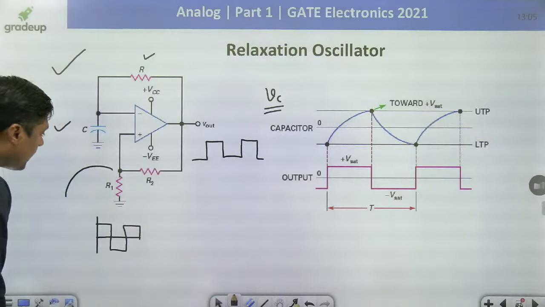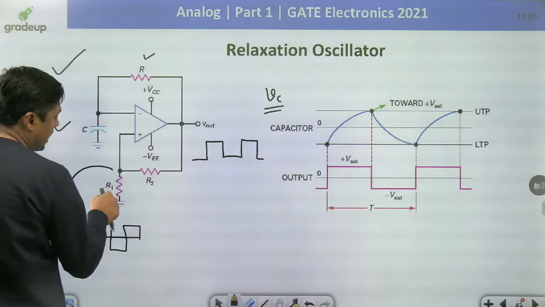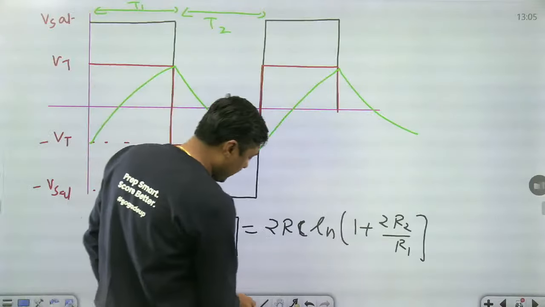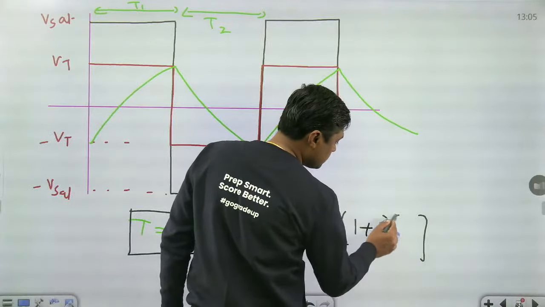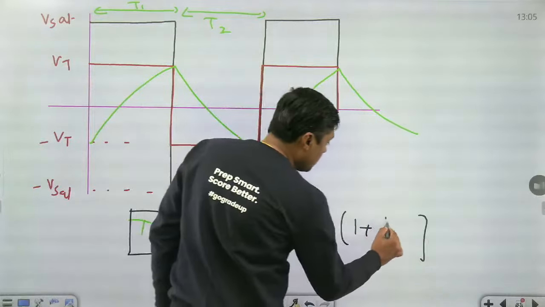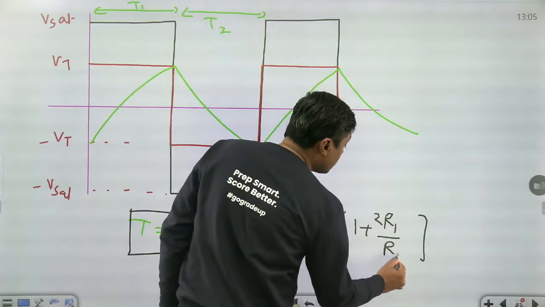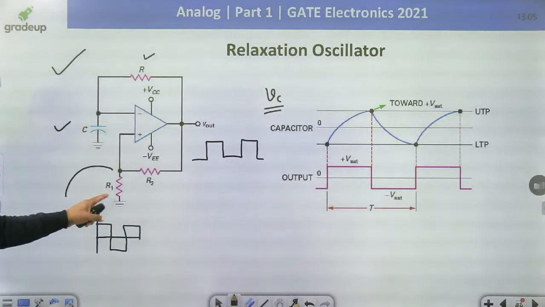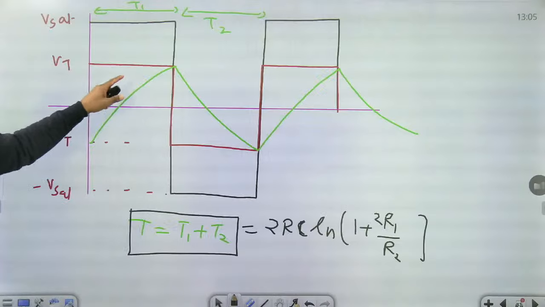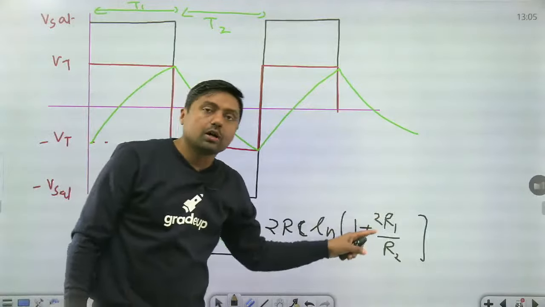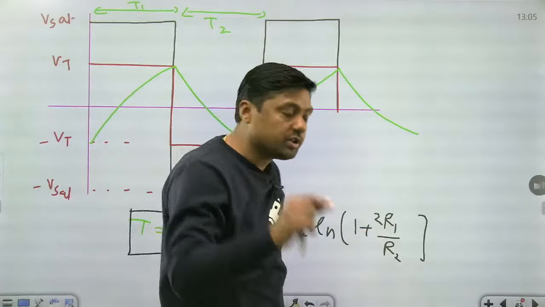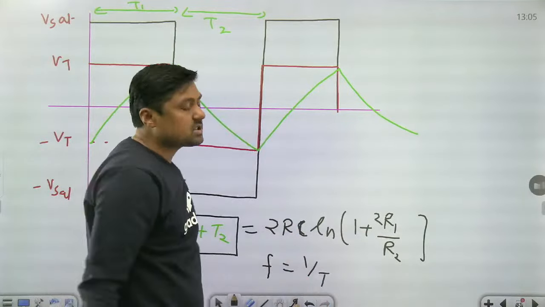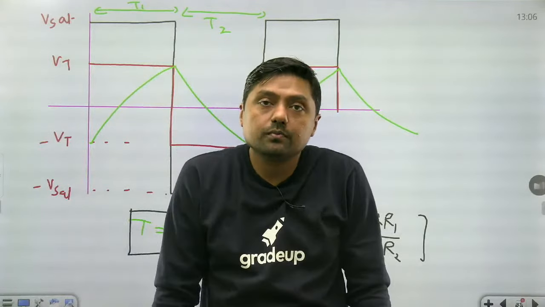According to my formula, this is R1 and this is R2. If suppose it is using R2 and R1 here, then R1 by R2. You have to simply change the formula: 2 times R1 by R2. Always remember first this and then one. So this is the formula, 2RC log of 1 plus 2R2 by R1. That is the formula for T. What is the formula for the frequency? 1 by T. And they will ask a direct question: what is the frequency of the output? Right?